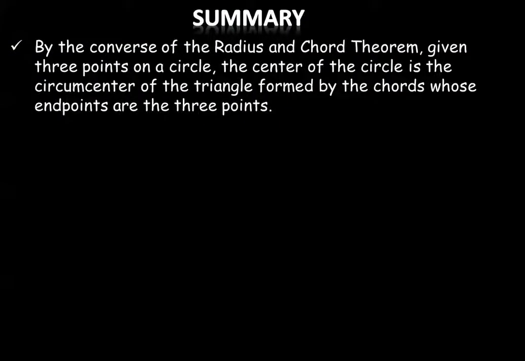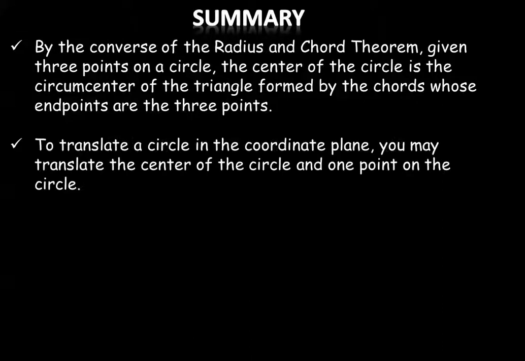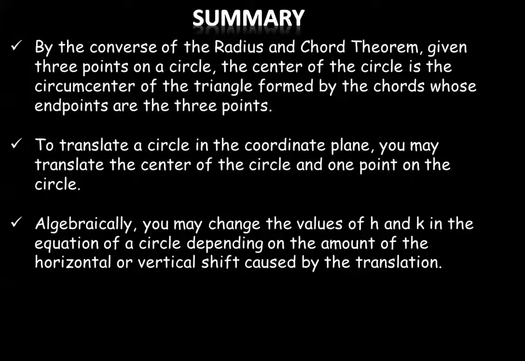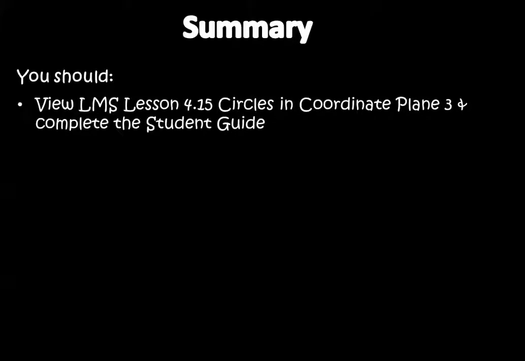Okay, so in this lesson we learned that by the converse of the radius and chord theorem, given 3 points on a circle, the center of the circle is the circumcenter of the triangle formed by the chords, whose endpoints are the 3 points. To translate a circle in a coordinate plane, you may translate the center of the circle and 1 point on the circle, and you can find the values of h and k in the equation of a circle depending on the amount of the horizontal or vertical shift caused by the translation.